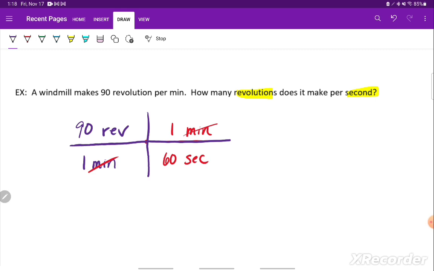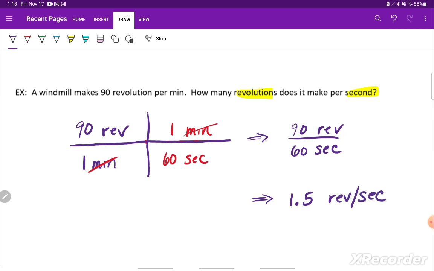Now that we have eliminated our unit of minutes, we can multiply straight across. We get 90 revolutions per 60 seconds, and then we want to simplify. We're going to do 90 divided by 60, which will give us 1.5, and then our unit is revolutions per second, which is what we're looking for.